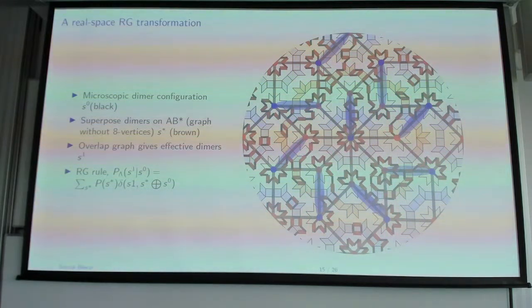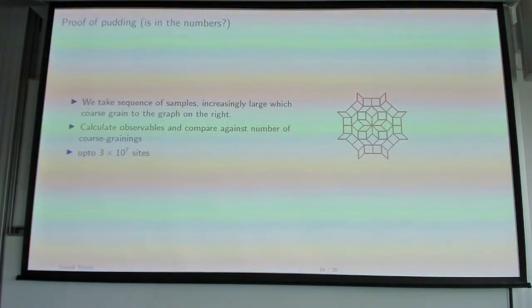I'm here. So I already showed you how to construct the RG transformation. I will show that it leads to a fixed point. And then, if you have questions. So yes, just to summarize, the reference dimer configurations on the graph with the 8 vertices removed have to be sampled over. So given a microscopic configuration, the choice of the effective configuration is not unique, it's only probabilistic. So I do this, and how do I test whether it works or does not work?